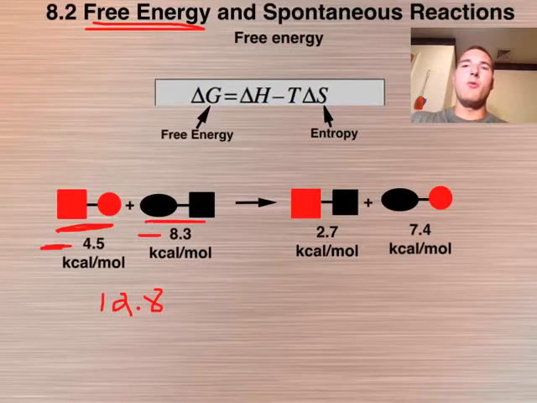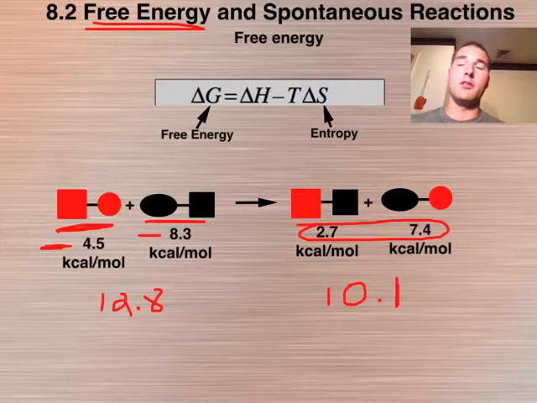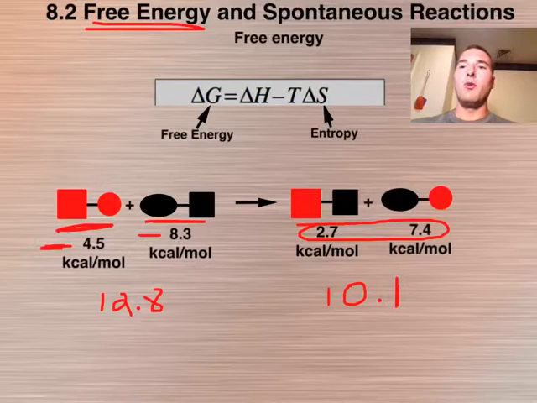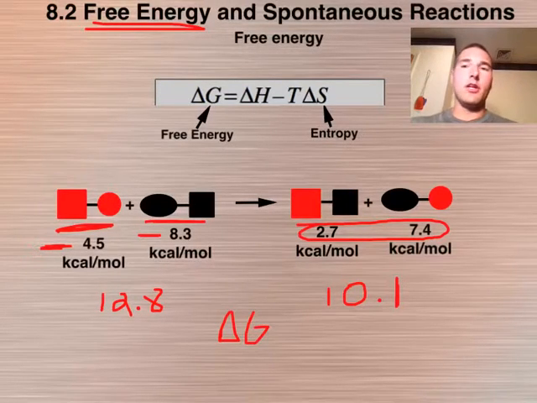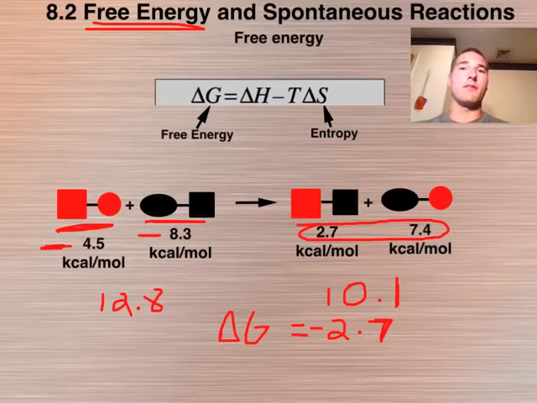Okay, the reaction happens in the end. There are new molecules, and here are their energy values, 2.7 and 7.4, so that adds up to 10.1 as the free energy in the end. Well, if I look at my difference, that means that my delta G, delta means change, the change in G, is going to be a difference of 2.7. Excuse me, 2.7, I can do math. And we've lost that energy, it got lower, so it's going to be negative 2.7.